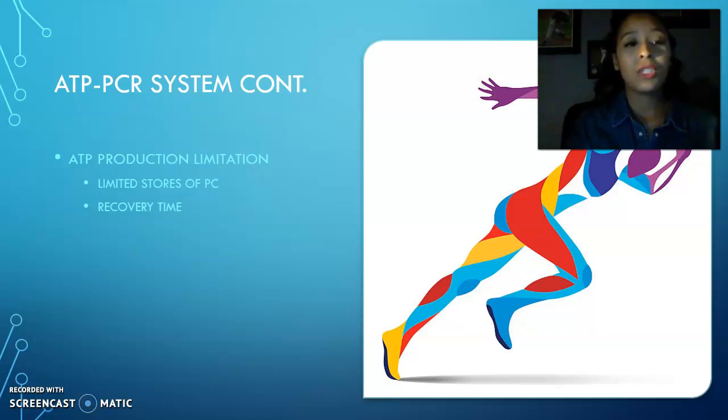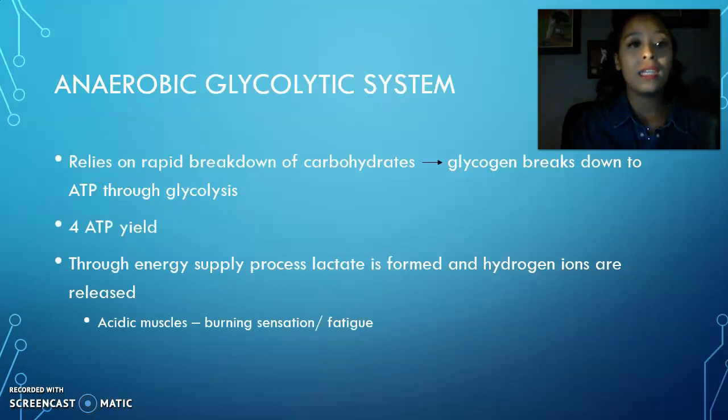So the next system we're going to talk about is the anaerobic glycolytic system. This system relies on a rapid breakdown of carbohydrates, and it uses blood glucose and glycogen to produce ATP through glycolysis. This system yields 4 ATP, just a little bit more than the ATP-PCR system.